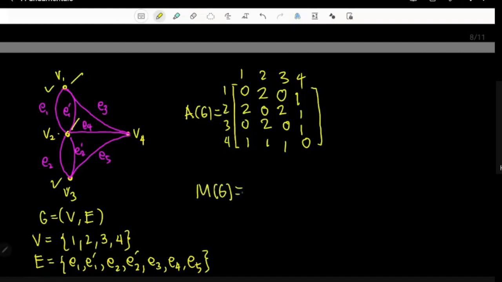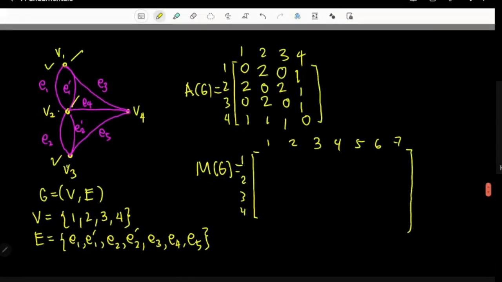incidence matrix? So the incidence matrix is an n by m matrix, n for the number of vertices, m for the number of edges. So this should be a 4 by 7 matrix. So let me number it 1, 2, 3, 4 for the number of vertices, and 1, 2, 3, 4, 5, 6, 7 for the number of edges. So ganun ulit. If the vertex is incident to that edge, write 1. Otherwise, write 0.